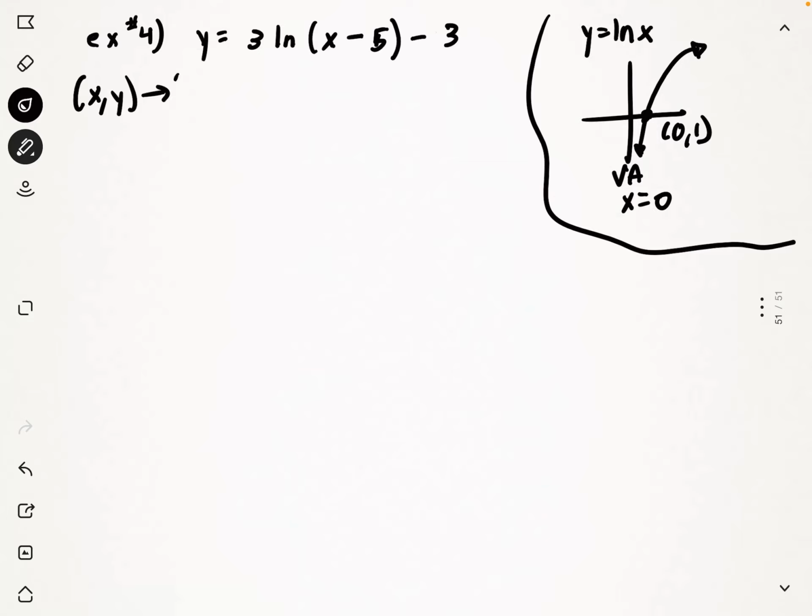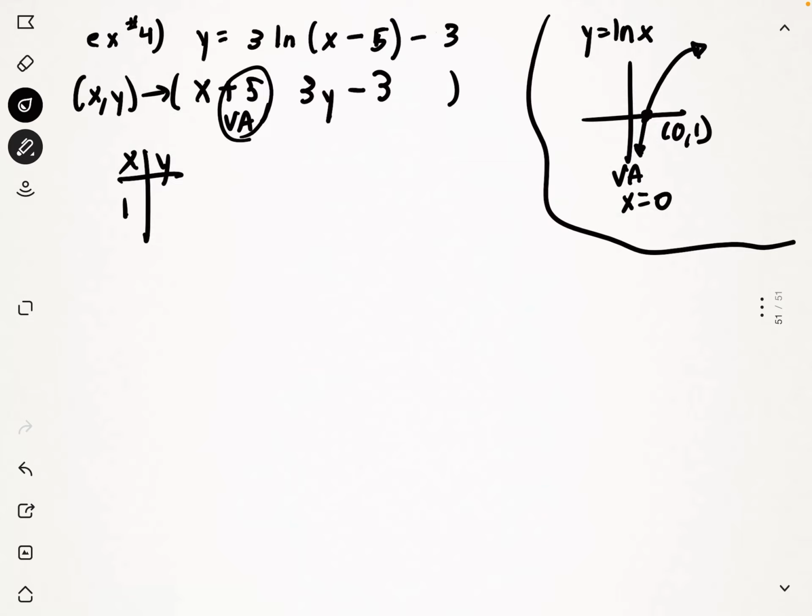So let's do a mapping notation right here. We can get the mapping by doing x plus 5 and 3y minus 3. And we know our vertical asymptote is our horizontal translation. And we can do a key point of (1, 0). And I realize already I made a mistake here. Let's go back to the right over here. This was a mistake. Should be (1, 0). Not going to delete. Going to continue with this video.